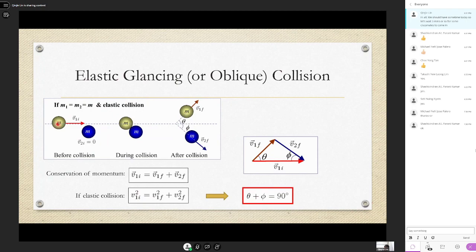Okay, so if you have this colliding into this one, right? Theta plus phi will be a right angle. And now coming back to our billiards, you know why professionals know when they hit the ball where the other ball will travel.